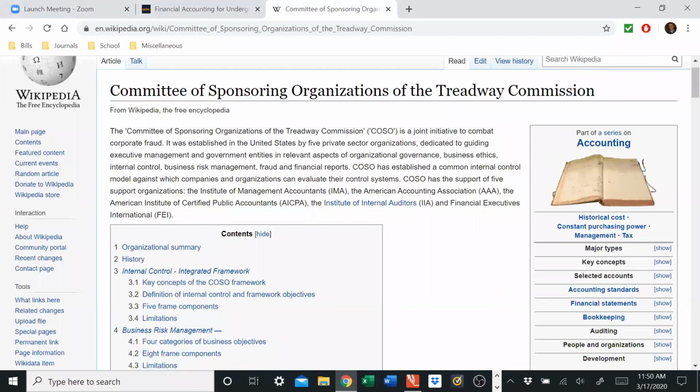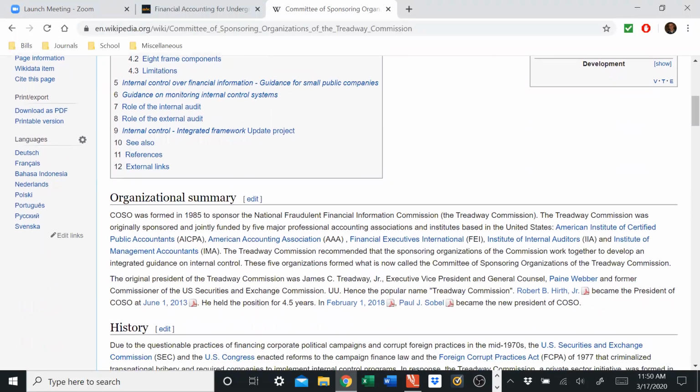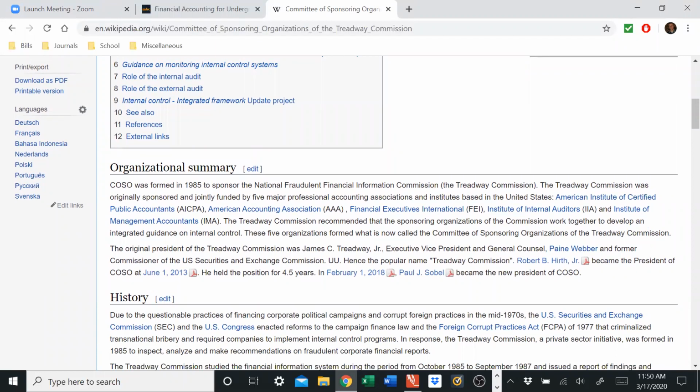So COSO, Committee of Sponsoring Organizations of the Treadway Commission. What happened is in 1985, 5 major organizations, and you can see them here: the Institute of Management Accountants, the American Accounting Association, the AICPA, the American Institute of Certified Public Accountants, and so forth. These 5 institutions decided to come together and sponsor the National Fraudulent Financial Information Commission. And they funded this. The original president was James C. Treadway, and that's why they nicknamed it the Treadway Commission.